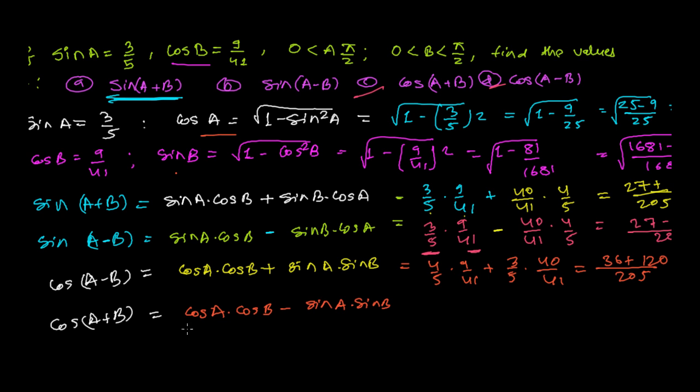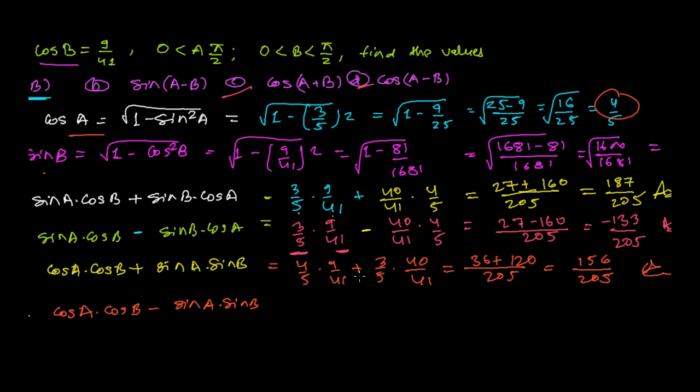And now for the cosine of A plus B, just the sign will be changed. The plus will convert to minus, that's it, and the rest of these all are the same. So cos A, that is 4 by 5, and cos B, that is 9 over 41, and sine A, that is 3 over 5, and the sine B is 40 over 41. So it's going to be now again 36 minus 120 divided by 205.